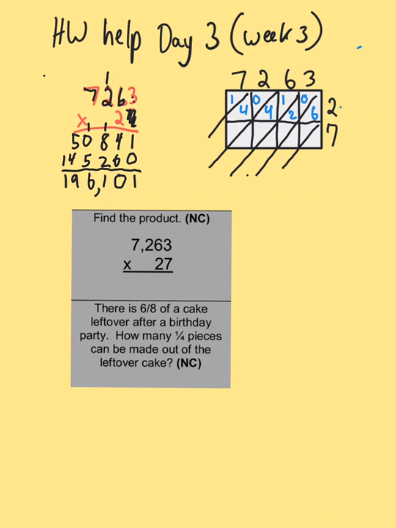Now I'm going to multiply the 7 through by all the numbers on top. 7 times 3 is 21. 7 times 6 is 42. 7 times 2 is 14. And 7 times 7 is 49.